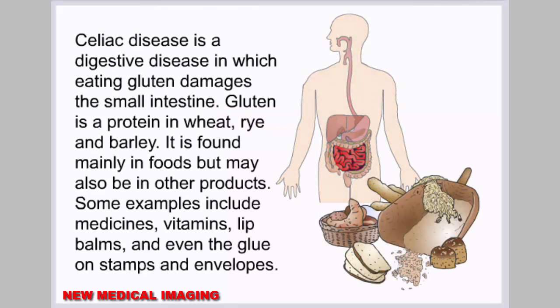Celiac disease is a digestive disease in which eating gluten damages the small intestine. Gluten is a protein in wheat, rye, and barley. It is found mainly in foods but may also be in other products. Some examples include medicines, vitamins, lip balms, and even the glue on stamps and envelopes.